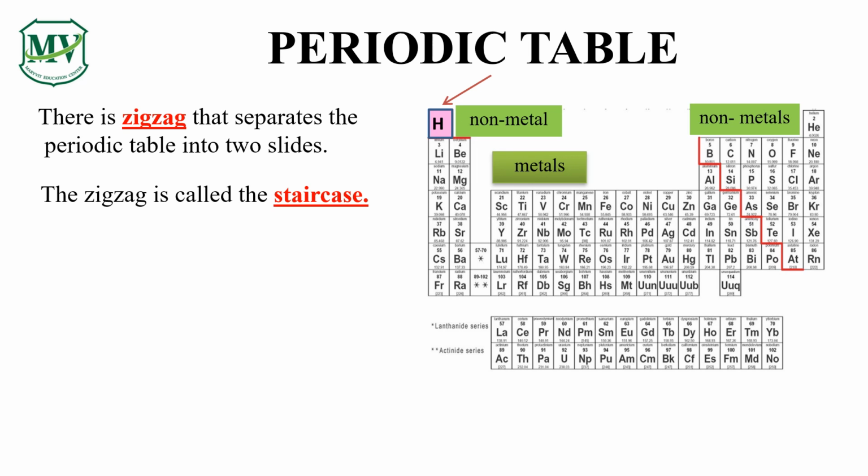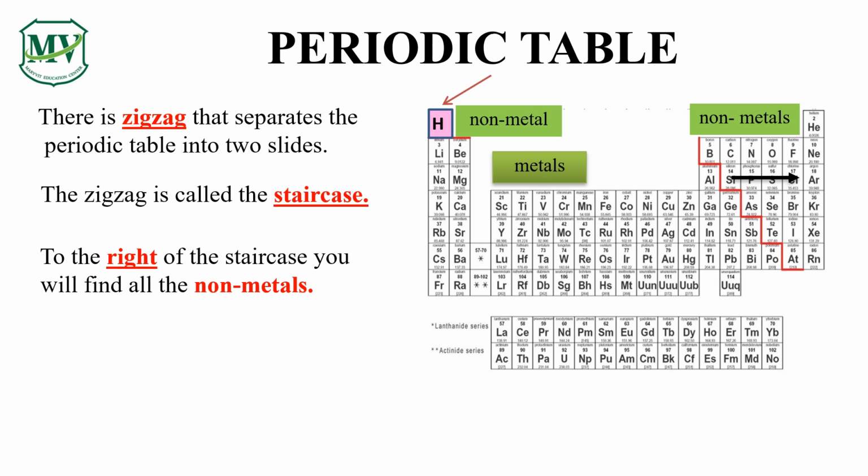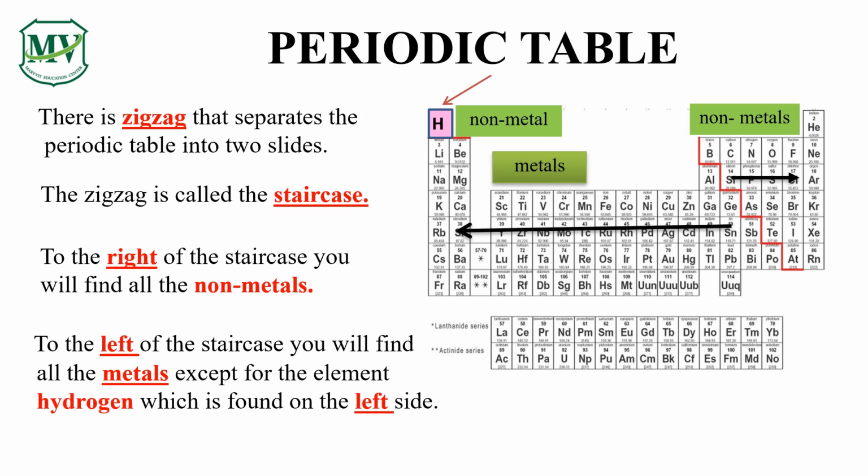Good job! Shade hydrogen pink on your periodic table and label it a nonmetal. To the right of the staircase, you will find all the nonmetals. To the left of the staircase, you will find all the metals. Label them, except for the element hydrogen, which is found on the left side.